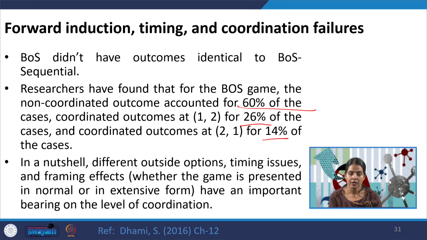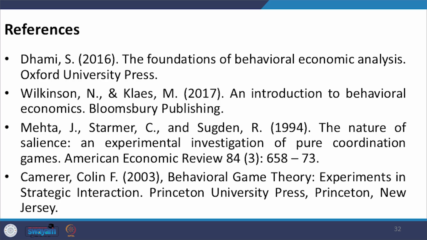In a nutshell, different outside options, timing issues and framing effects, whether the game is presented in normal or in sequential forms, have an important bearing on the level of coordination. So, with this I conclude this module discussing classical game theory. We will continue with further problems with classical game theory in the next module.